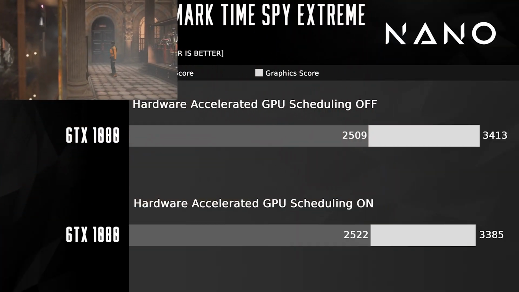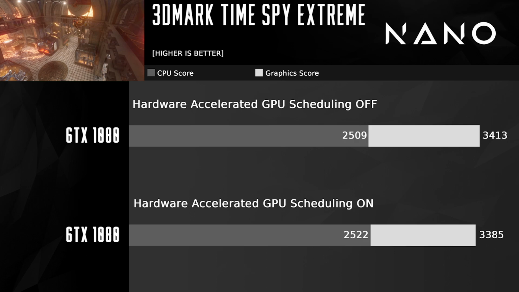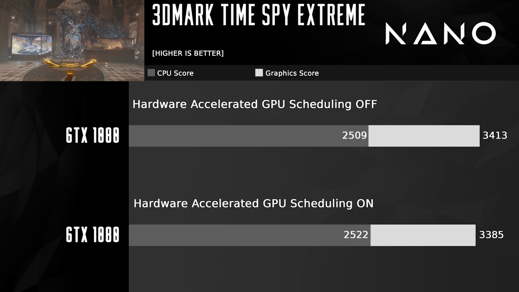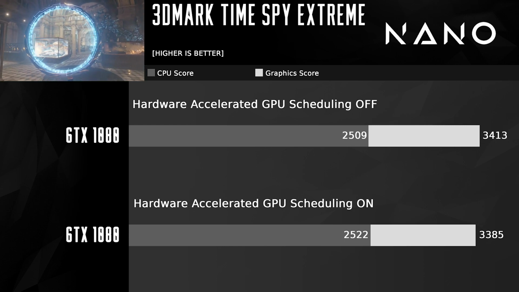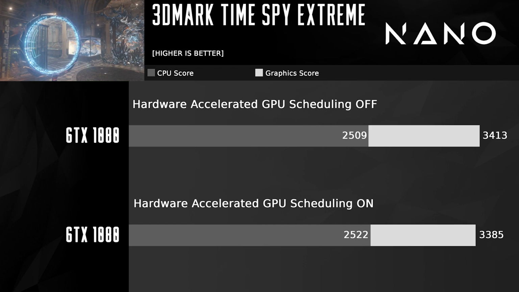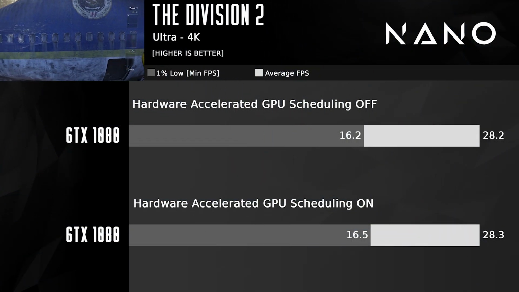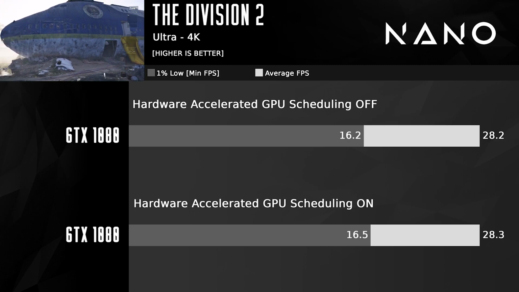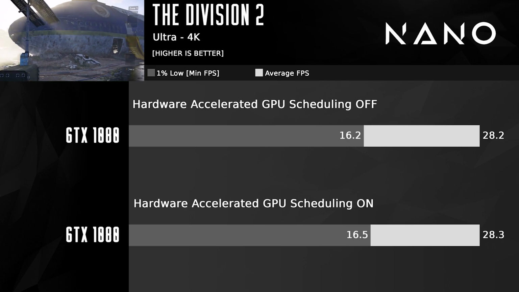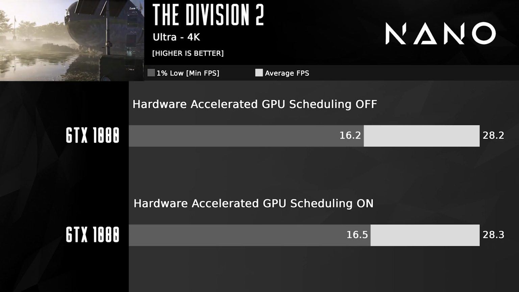First up is 3DMark Time Spy Extreme, where hardware accelerated GPU scheduling made very little difference to either the CPU or the graphics score. This is really margin of error type of stuff and doesn't really display a massive difference on the GTX 1080. Up next is The Division 2, which again showed not much of a difference between hardware accelerated GPU scheduling being on or off. What I can say is that it did consistently score higher with it on, but as you can see, not by much.